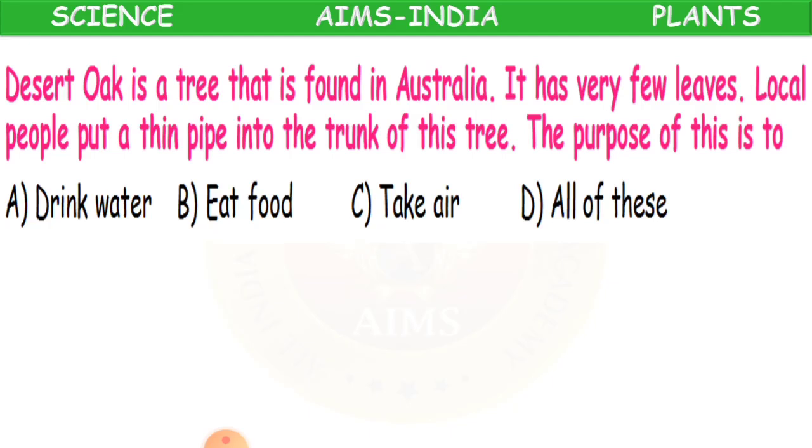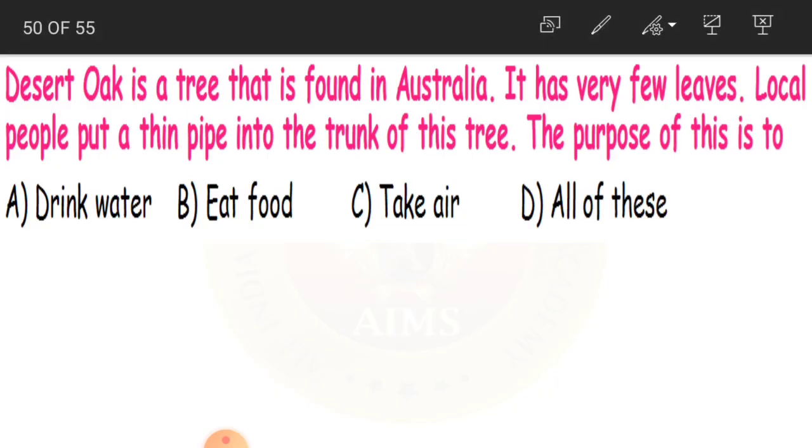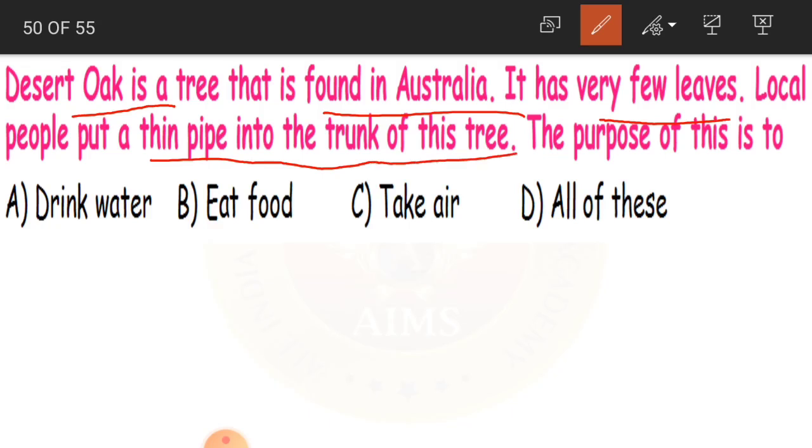Then the next question. Desert oak is a tree that is found in Australia. It has very few leaves. Local people put a thin pipe into the trunk of this tree. The purpose of this is to desert oak. It is a tree that is found in Australia and it has very few leaves. So the people who live there, they put a thin pipe into the trunk of this tree.